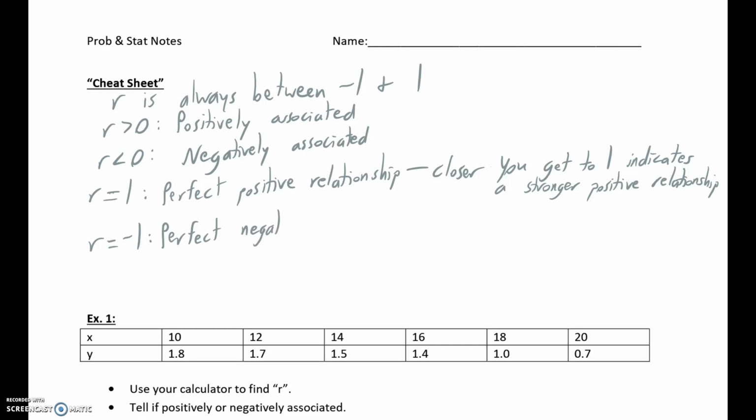-1 is the opposite of that. It's a perfect negative relationship. It would just be a perfectly sloping negative line. And again, the closer you get to -1 indicates a stronger negative relationship.